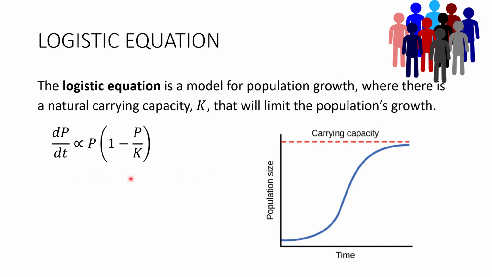Now here's the equation. The rate of growth is proportional to the population size itself, multiplied by 1 take away the population divided by k, which is this carrying capacity. And of course, we can write this as dP/dt is equal to kP in brackets 1 minus P over K.